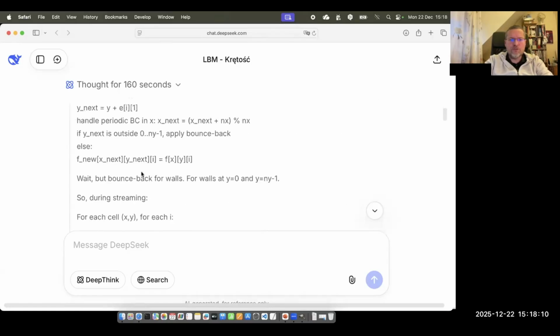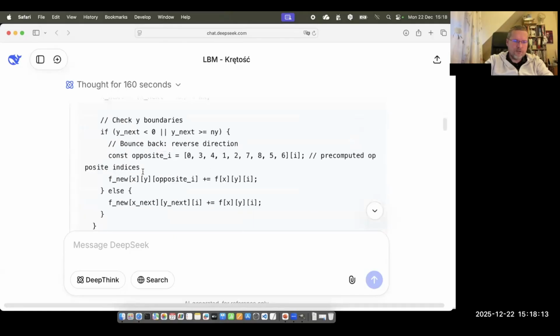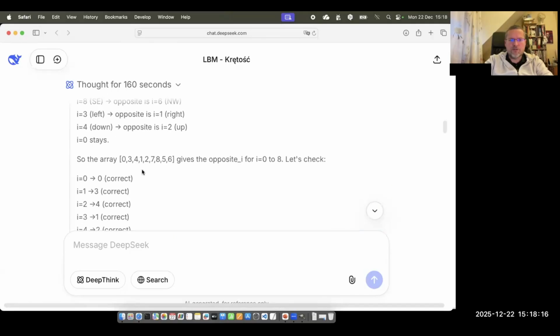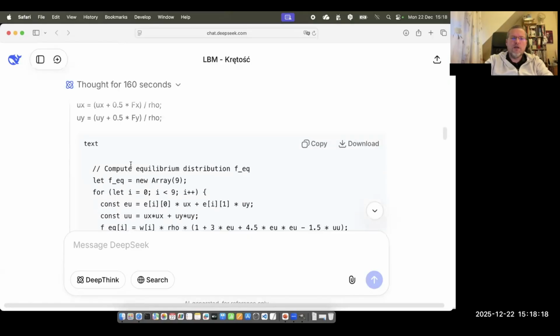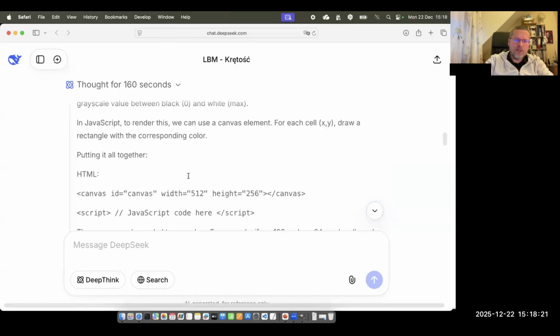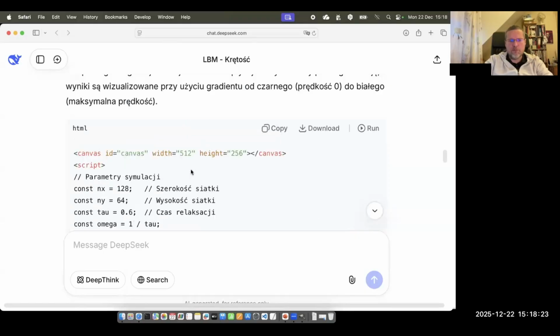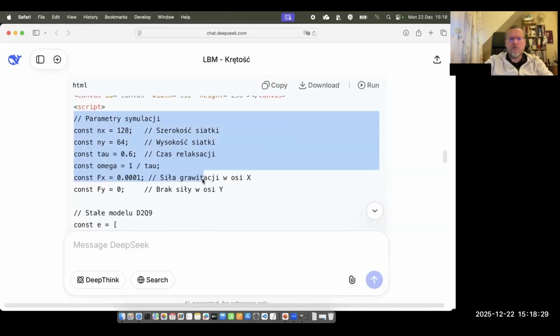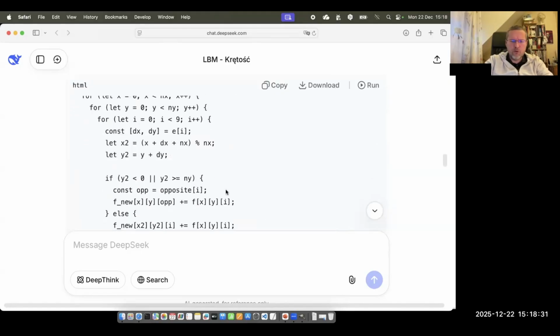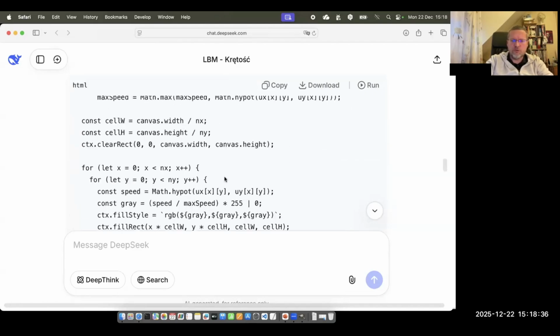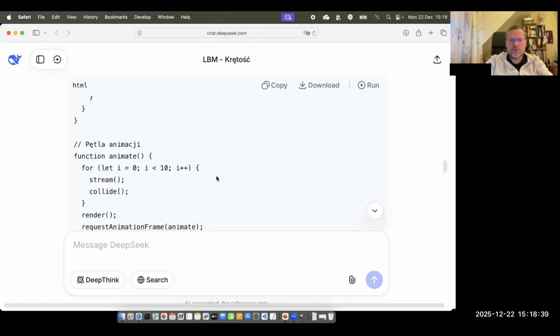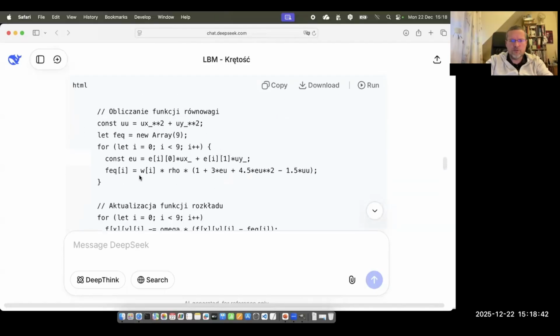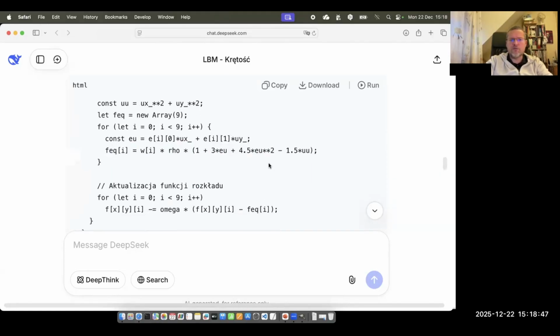And then at some point, the development of the code starts, and this is here. So basically, the parts of the code are written by the language model. And then at some point, let me go to the main part. This is the HTML file which has the full complete lattice Boltzmann code written in a single file in JavaScript. I won't go into details, but if you do, you will see the equilibrium distribution function here, and so on and so on.